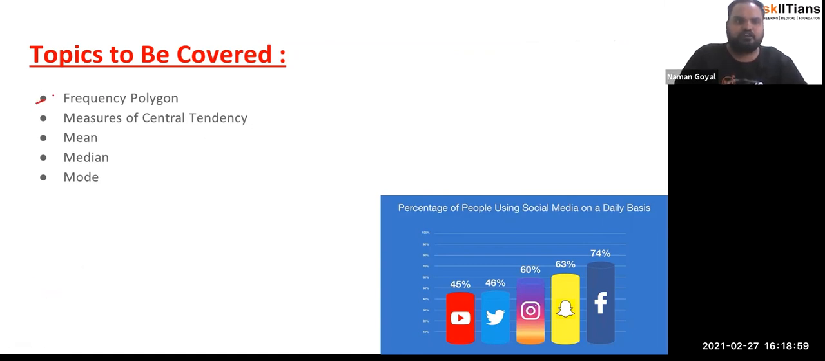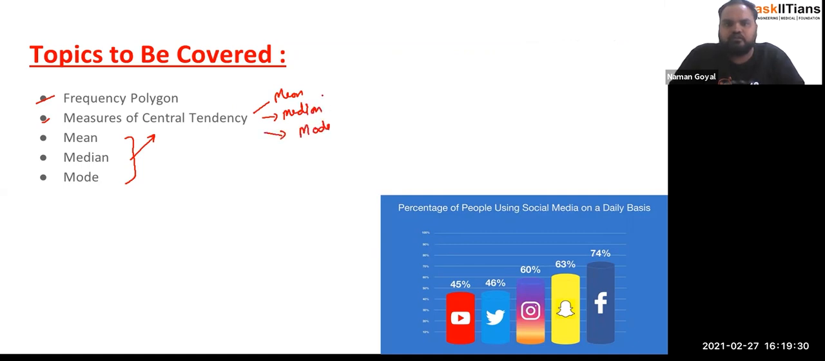First is frequency polygon. In the previous lecture I already told you how to draw the graph of a frequency polygon, and we did a question. In today's lecture, we will also learn how to draw the graphs of frequency polygons. Next is measure of central tendency. These three things come in the category of measure of central tendency. First is mean, then median, and then we are going to learn about mode also. So we will learn about these three things in this lecture.